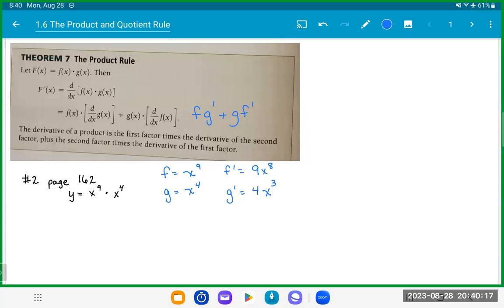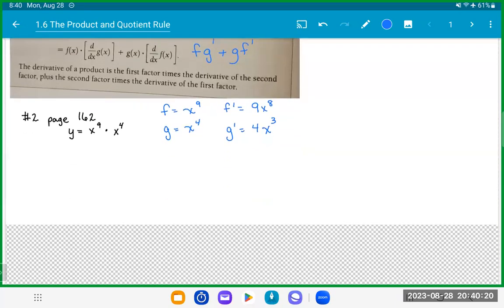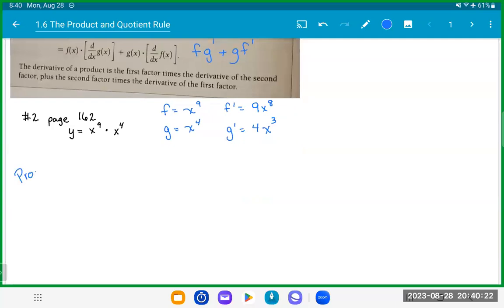So now when I want to do the derivative using the product rule, this is really just F G prime plus G F prime. So that is x to the 9 times 4x cubed plus x to the 4 times 9x to the 8. Okay, any questions so far?